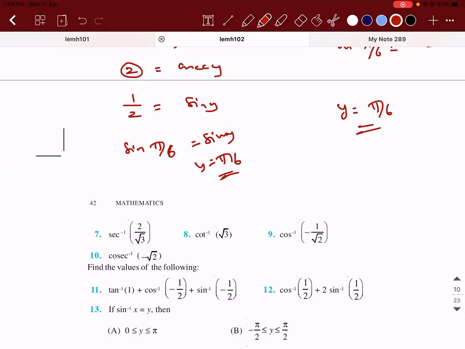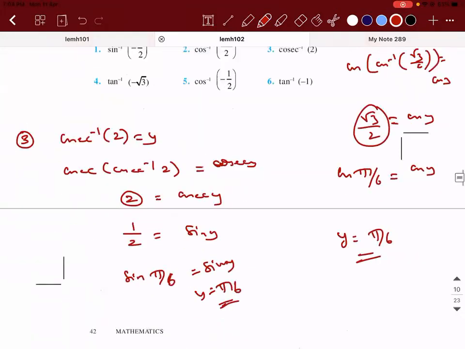Right. So for positive values, we are clear. Now, how to deal with negative values? Shall we try that? Listen. I'm assuming everyone is clear.